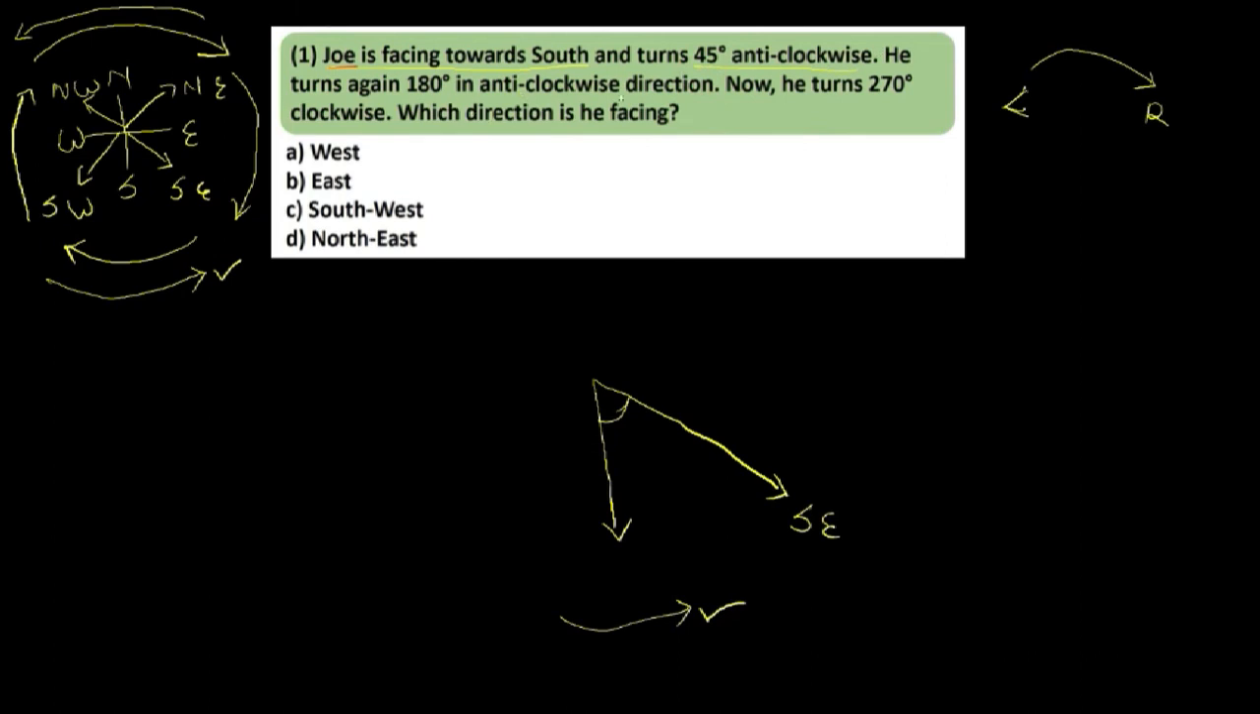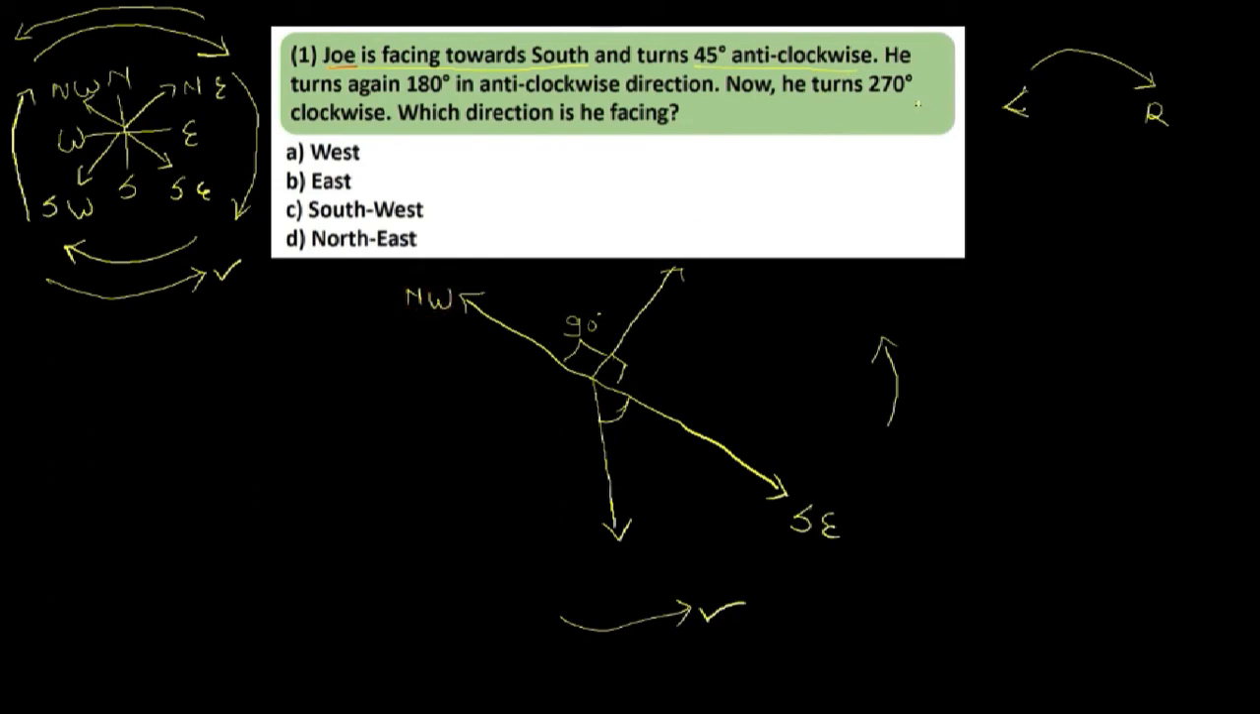He turns again 180 degrees in the anti-clockwise direction. Now he turns again 180 degrees. So if 180 degrees, this is the right angle, so 90, and again 90. So this is 180 degrees. He turns 180 degrees in the anti-clockwise fashion. So we have moved in the anti-clockwise fashion. Got it? So now currently he is facing in the northwest.